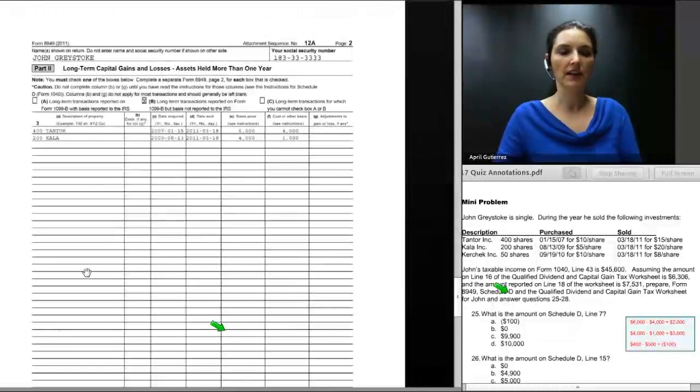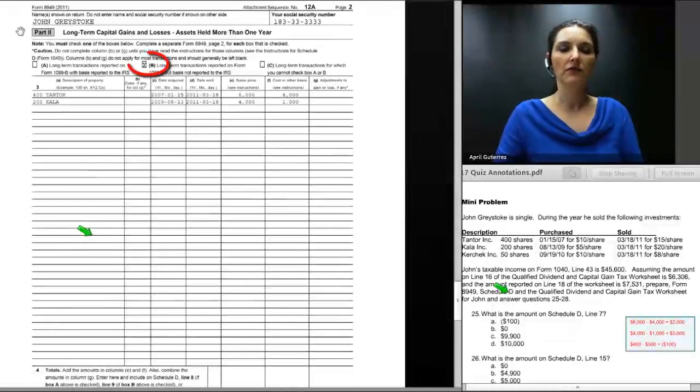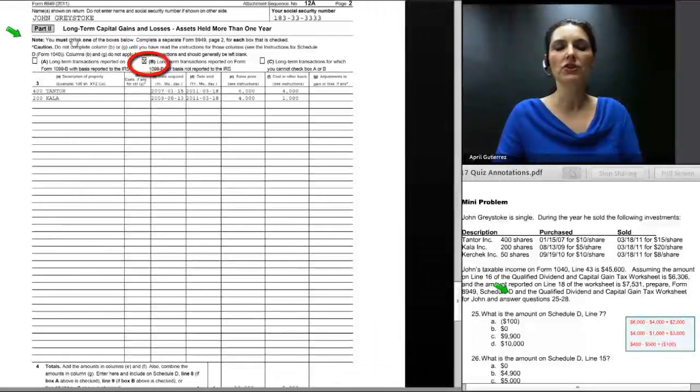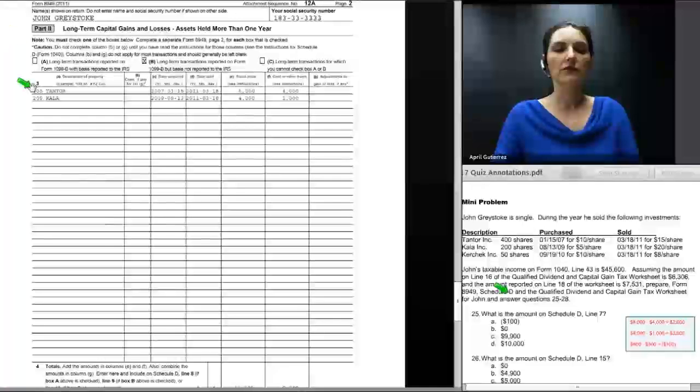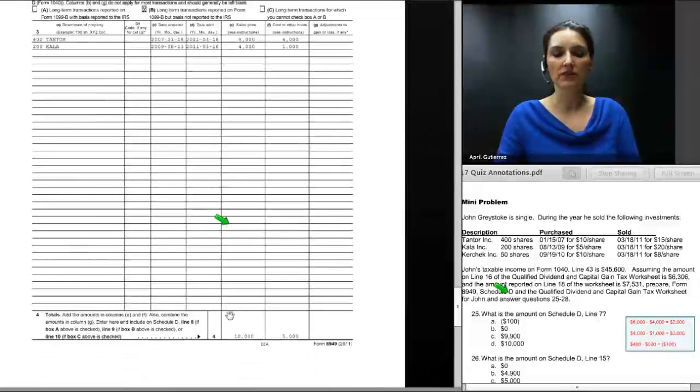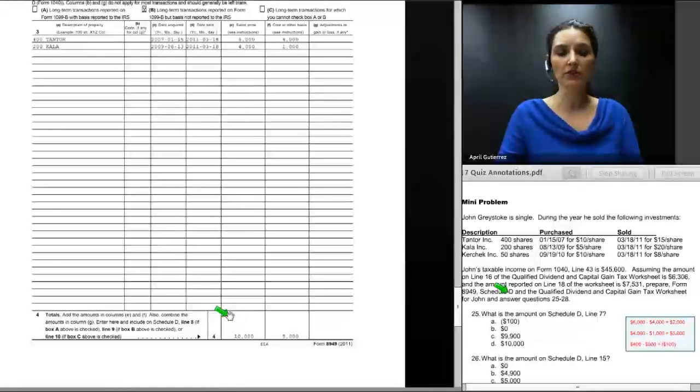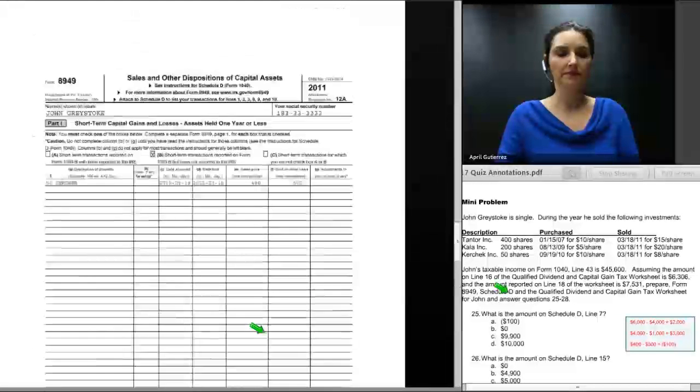Then we move over to the next 8949. And on the second Form 8949, we check box B, and of course we're completing Part 2 of the form. We list 400 Tantor, 200 Cala, the purchase dates, the sales date, the sales price, the cost or other basis, and then these amounts are totaled down at the bottom on line 4. Line 4 shows total sales proceeds of $10,000, total cost of $5,000.